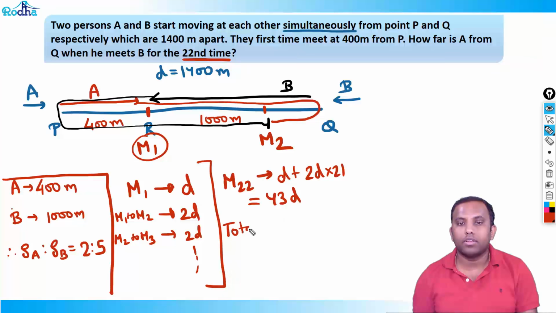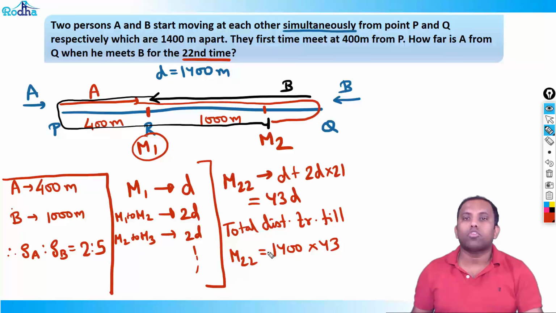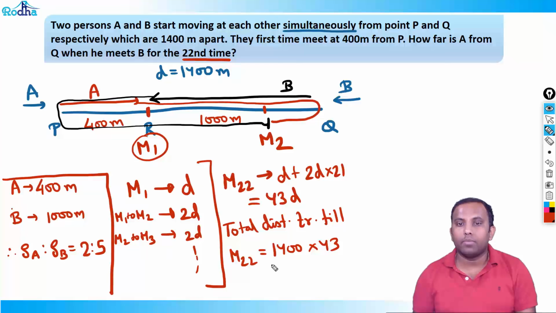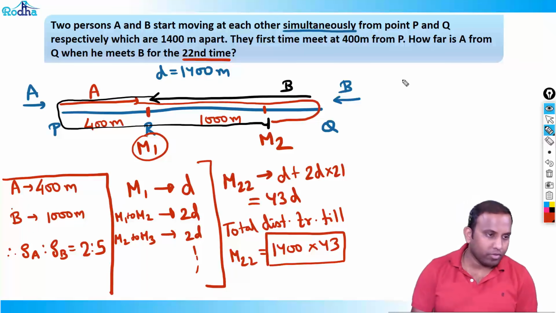So total distance traveled till M22 is equal to 1400 into 43. 43D means 1400 into 43. Let's not solve it, because we have to solve in ratio. This is the total distance traveled till the 22nd meeting, but we have to calculate the distance traveled by A and the distance traveled by B. We'll calculate this now, so don't completely solve here.